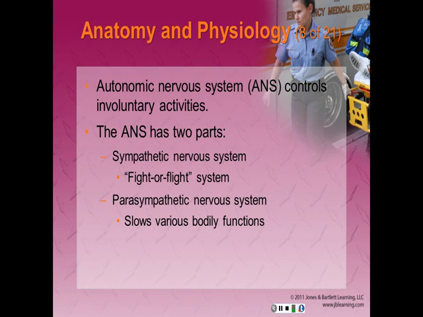Then there is the parasympathetic nervous system. It slows various bodily functions down, it slows the heart and respiratory rates, it constricts blood vessels in the muscles, and dilates blood vessels in the digestive system. In times of relaxation, this system gains primary control.